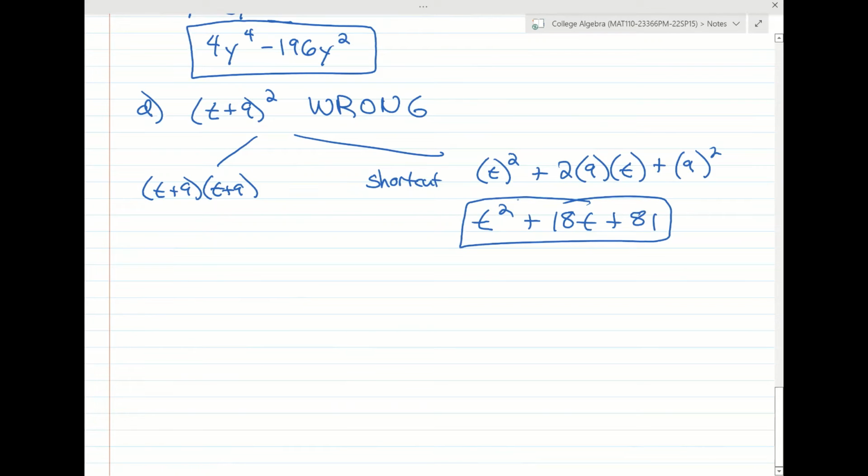You get the same answer if you FOIL'd it or if you use the shortcut. If you FOIL'd it, you would just get t squared plus 9t plus 9t plus 81, which gives you exactly the same answer. I generally just FOIL it like I told you, but the shortcut saves you one extra step.